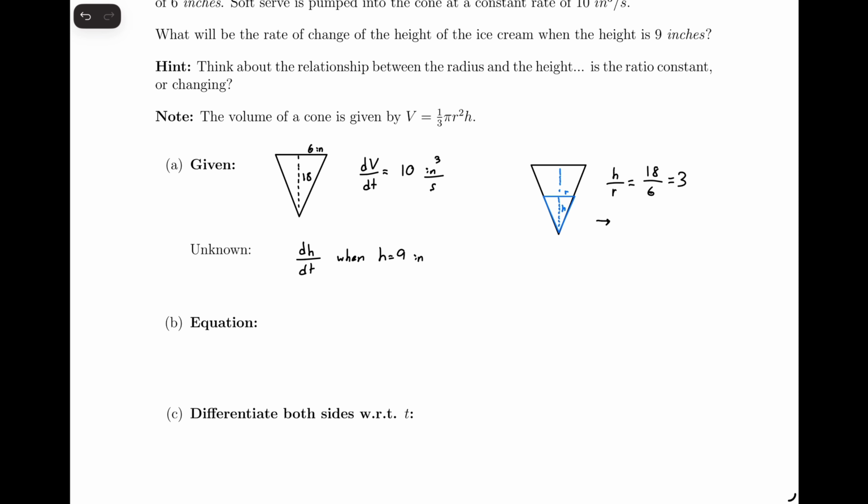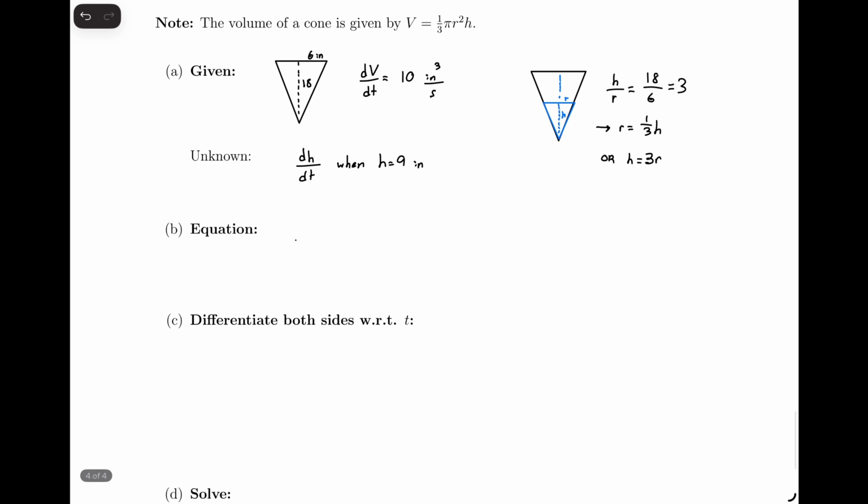So what this means is that we could write r as 1/3 h, or h is 3 times r. Okay, so with our equation, we have that V equals 1/3 pi r squared h.